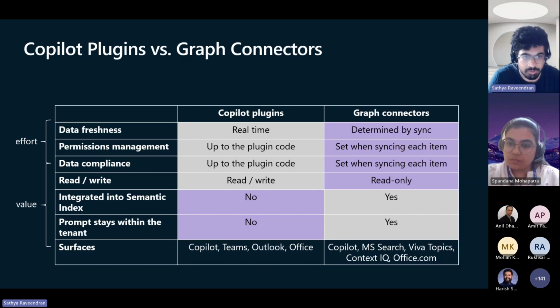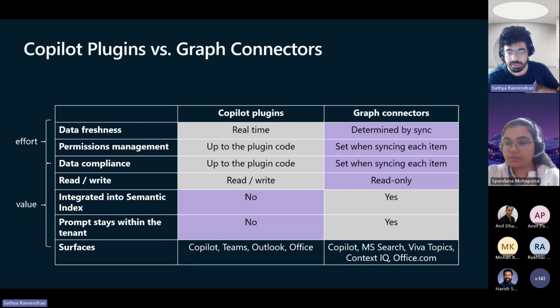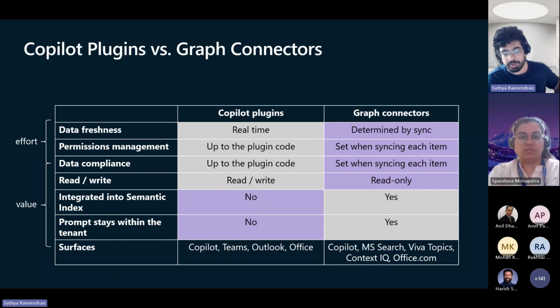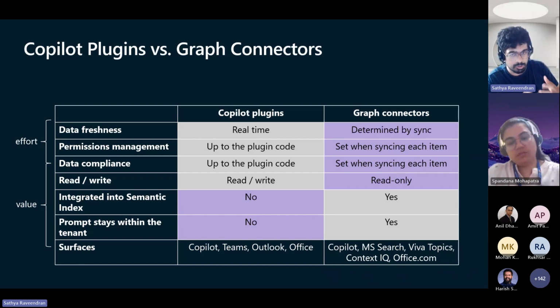Absolutely. I'll quickly go into the summary of this. Essentially, you have permissions management also, like I mentioned. For plugins, you have it in the code. For graph connectors, it is set up when you're setting it up. You manage the permissions, read or write. I think that's a very important thing that we need to cover. From a read or write perspective, since plugins interact in real time with an external system, you can also update the external system. For example, in a Jira ticket, you assign it to someone else or close it. In the Northwind stock, you update the stock. Those are things you do in real time. You can update systems as well.